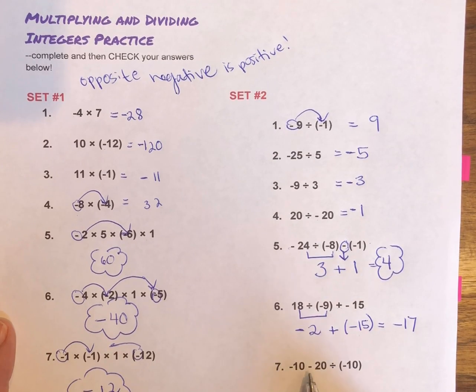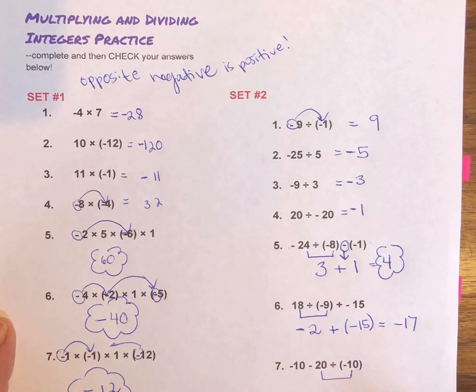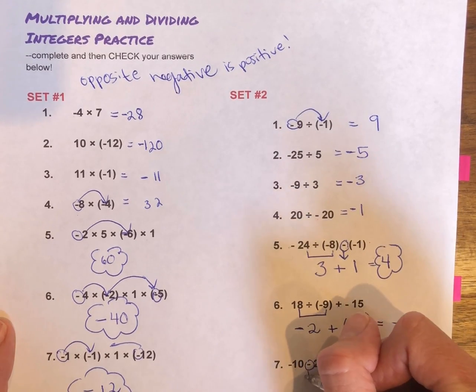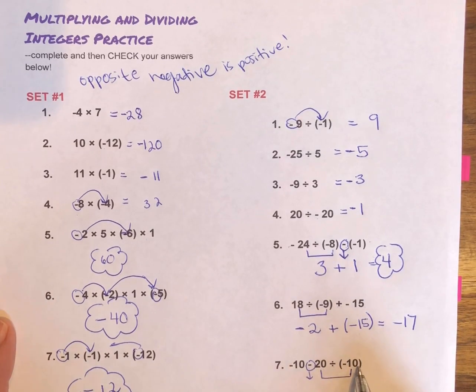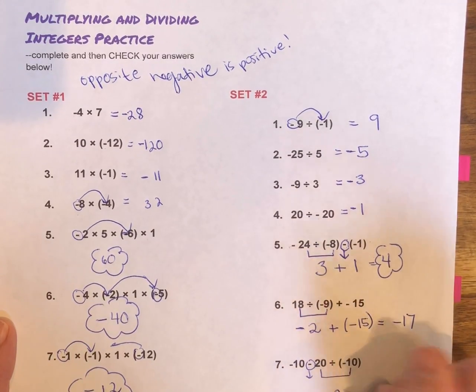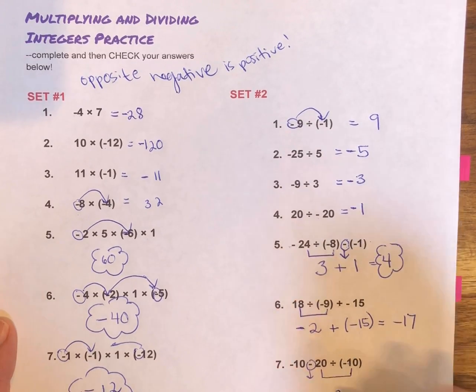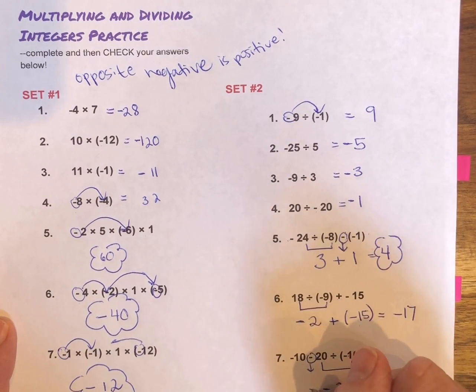Okay, last one. I have a subtraction and I have a division. So order of operations says I have to do division first, okay? So I'm going to just circle my subtraction symbol just so I can keep it separated. 20 divided by 10 is 2. Opposite of that positive makes it a negative, okay? Now, be careful. I still need to drop down my subtraction symbol.